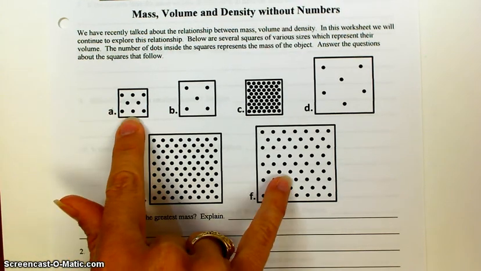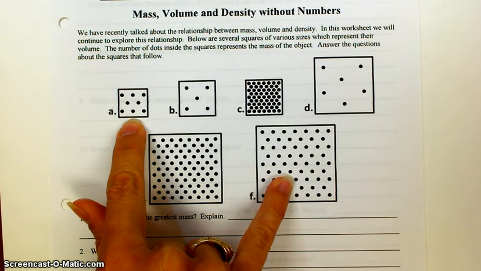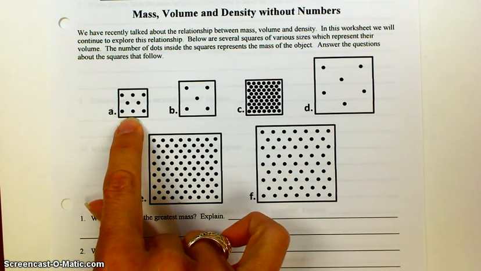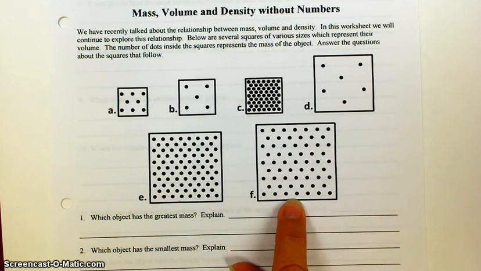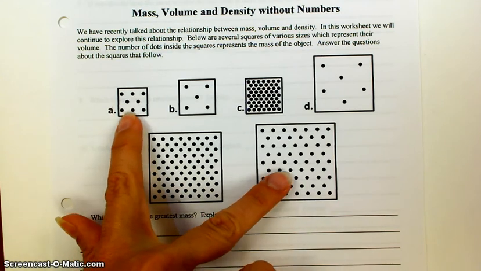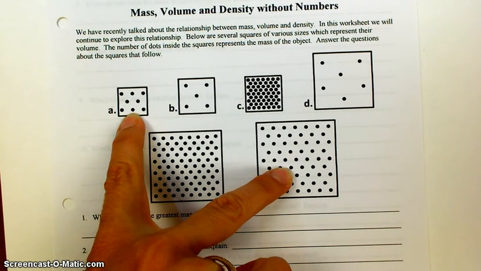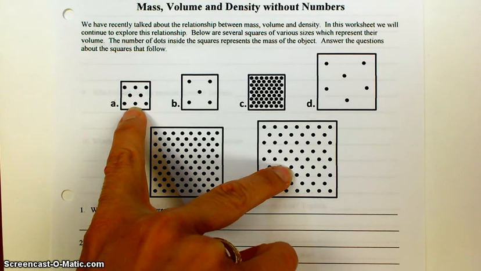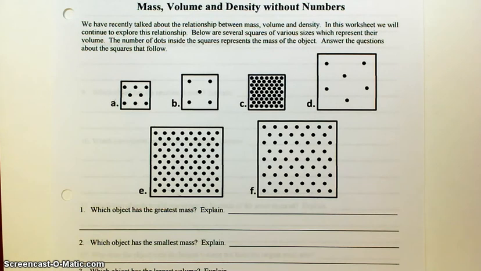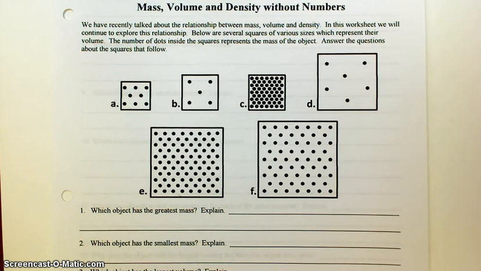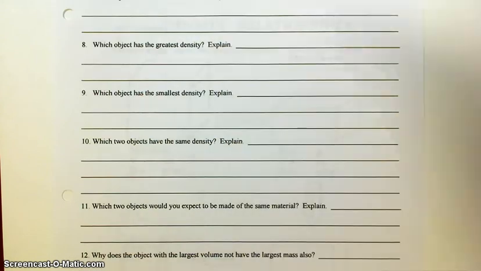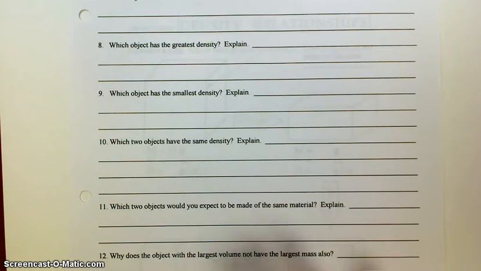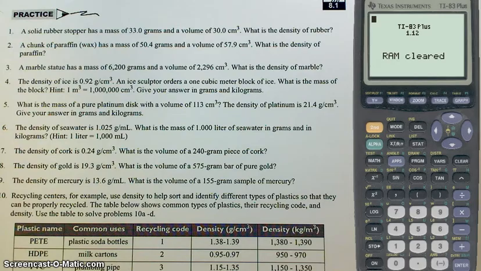These two look like they might have about the same density because this is a small volume and only a little mass, and this is a bigger volume and more mass. But if you look, it's about the same compactness. All right, so let's see if we can calculate density in a couple of examples.